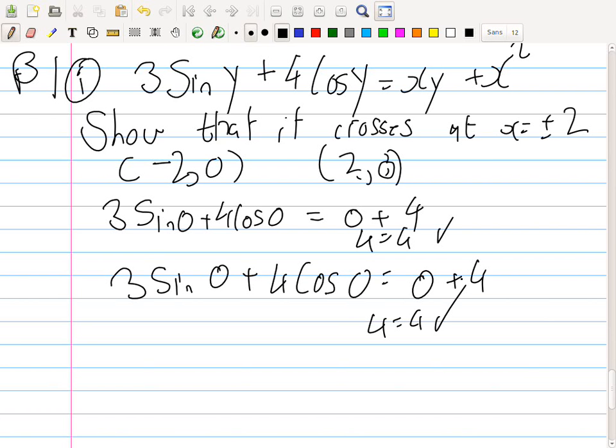Again, I think what confused people here is that they thought they had to do more than they did. If you look at the marks, 2 marks, you can guess how you get the 2 marks, 1 for each one.